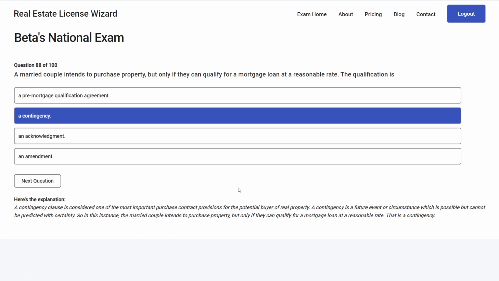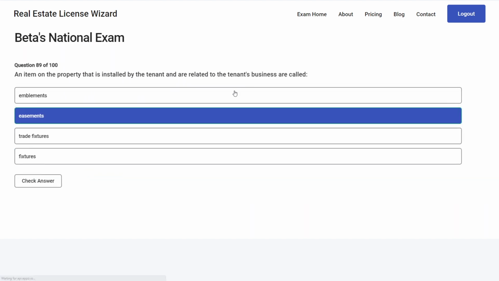Well, a contingency clause is considered one of the most important purchase contract provisions for a potential buyer. A contingency is a future event or circumstance which is possible but cannot be predicted with certainty. In this instance, specifically for this question, the married couple intends to purchase the property, but only if they can qualify for a mortgage loan at a reasonable rate. That is a contingency. Get it? Cool. All right, next one.